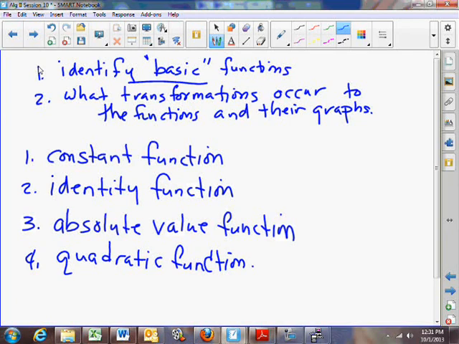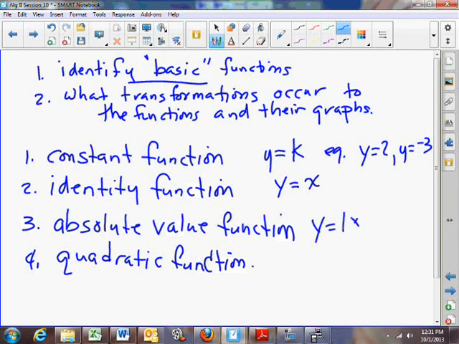Now, constant functions will be of the type y equals k, where k stands for some constant. For example, y equals 2 or y equals -3. These will be constant functions. The identity function is the one that just gives you what you give it. So that would be y equals x. The absolute value function is y equals the absolute value of x. And the basic quadratic function will be y equals x squared.